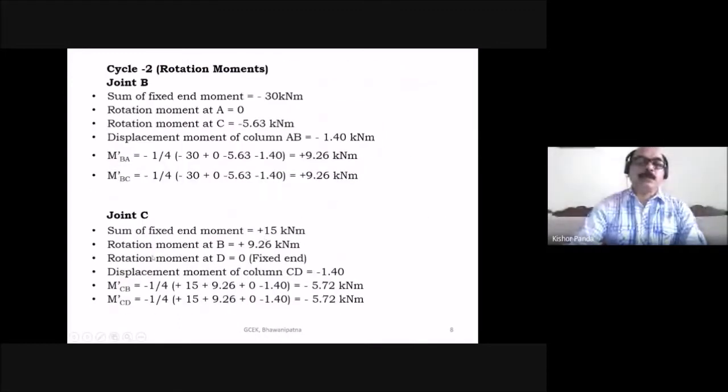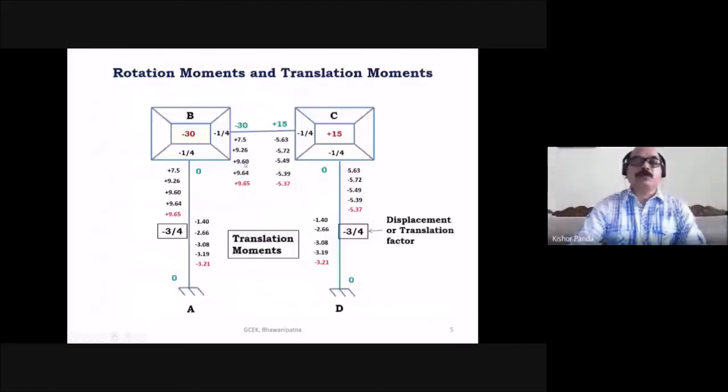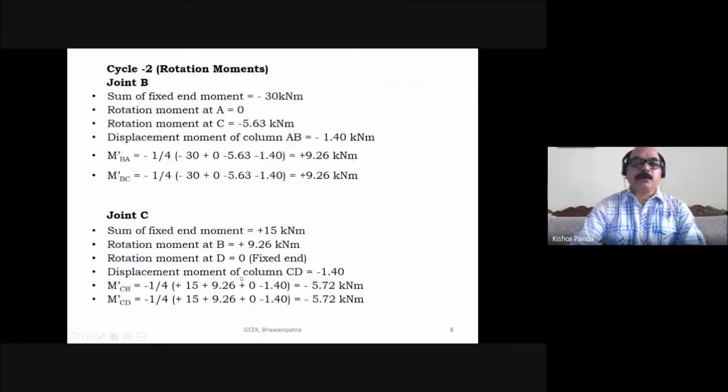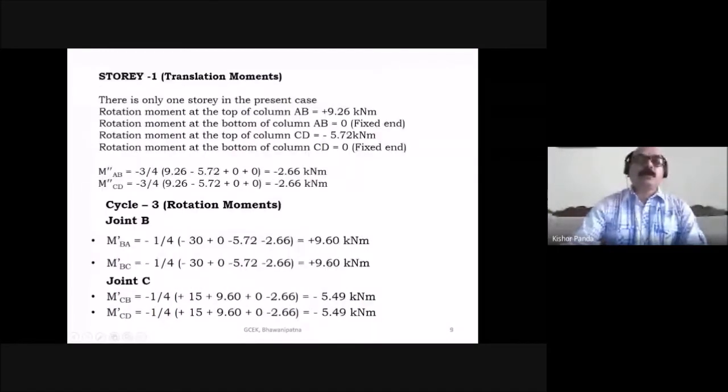Sum of piston moment plus rotational moment at B is your plus 9.26. In the second cycle, what you got, you have to take this value, 9.26, second cycle. Then rotational moment at D is your 0, fixed, and the displacement factor moment of column CD you got this one. Then you put M dash CB is equal to minus 1/4 of this value. So this is your minus 5.72, and M dash CD is equal to minus 5.72 kilonewton meter. Then again you find the story translation moment. There is only one story in the present case. The rotational moment at the top of the column.